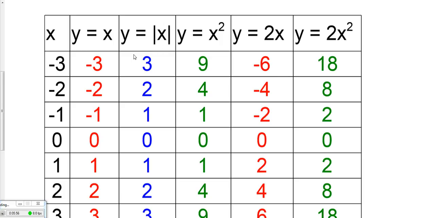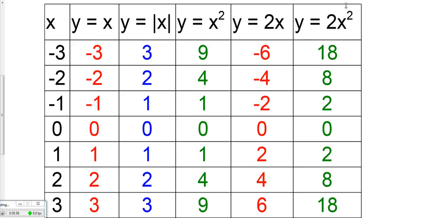You don't need to write this down. I just wanted to show you this is what's going on with our quadratics. This is how quickly or how fast they get big.